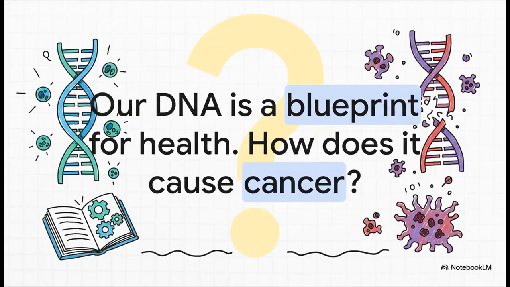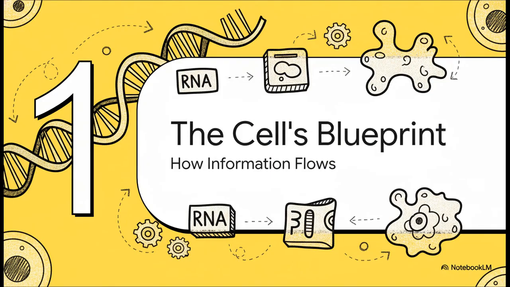So that's really the big question, isn't it? Our DNA is supposed to be the instruction manual for keeping us healthy. So how in the world does it sometimes write the instructions for something like cancer? To even begin to answer that, we've got to go back to basics and understand how the cell reads those instructions in the first place. Okay, let's dive right in. We'll start at the very beginning.